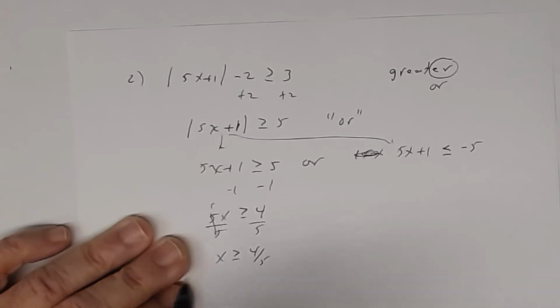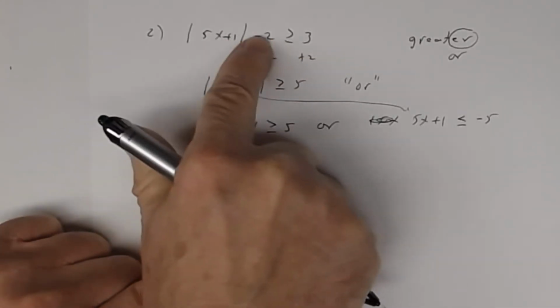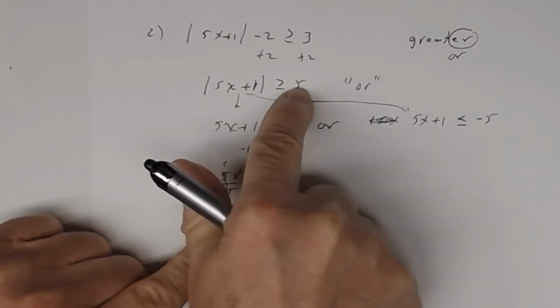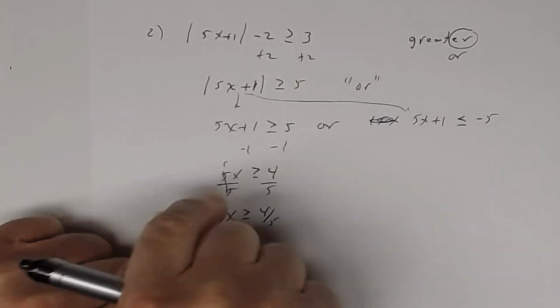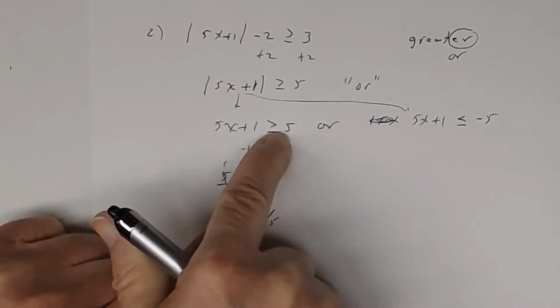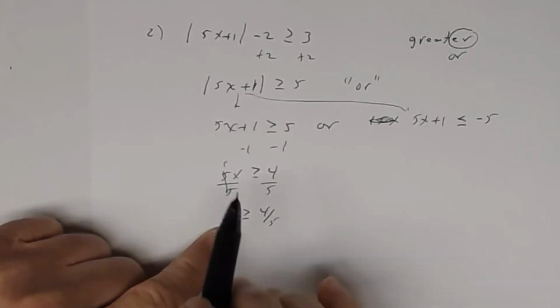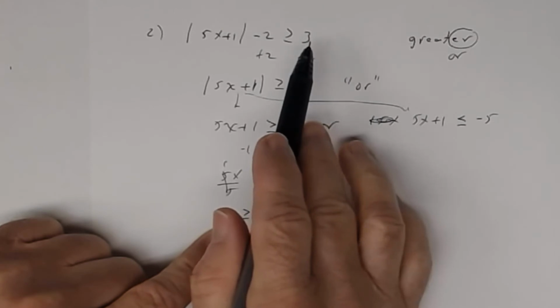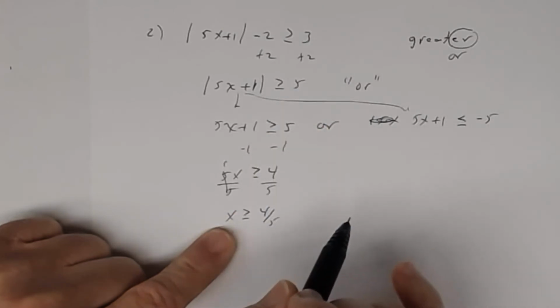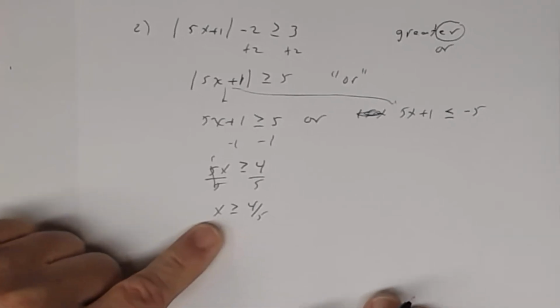Okay? So be careful. Remember, I'm trying to find the solutions to the original. So the solutions to this are the same as the solutions to this because those are equivalent. What I found, though, x greater than or equal to 4/5, are the solutions to this linear inequality. So you've got to be careful. That is the solution to this, but this may not be the solution to the original. You've got to remember this is an or statement.